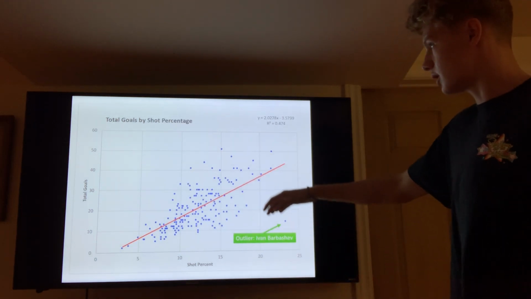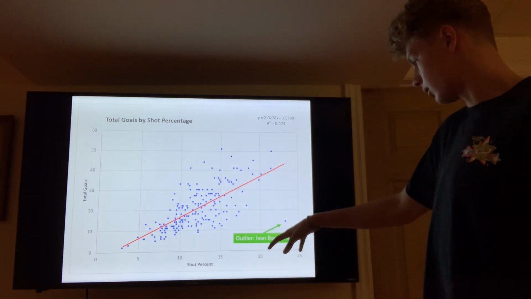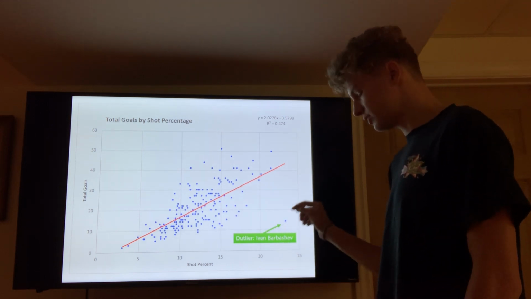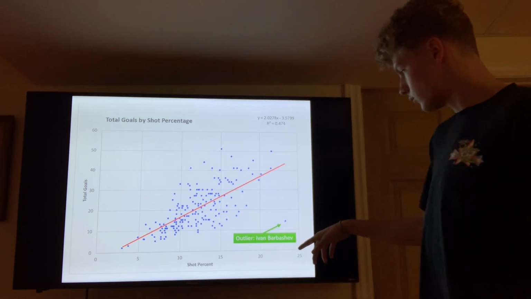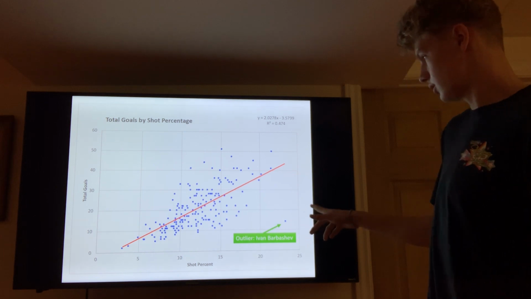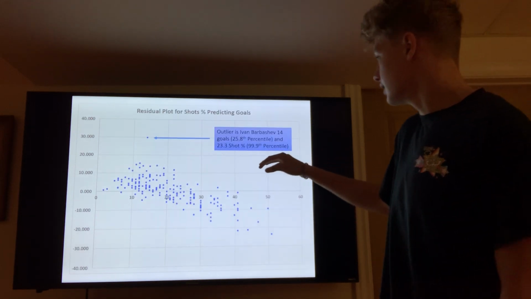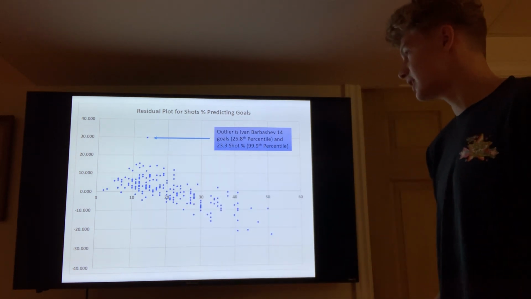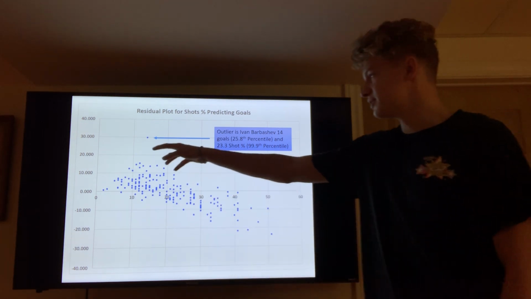Okay, so here's our total goals by shot percentage. Here's another outlier, Ivan Barbashev. He scored only 14 goals, but his shot percentage was high: more than 20% of the shots that he took actually went in the net. That's the highest in the NHL. So you can see he's way down here, he drags the line way down. He's in the 25th percentile for goals, so it's low. He's in the 99.9th percentile for shot percentage. So you can see up there, he's a huge outlier.